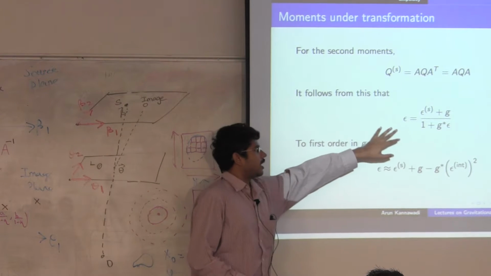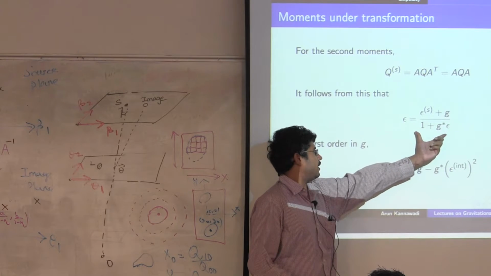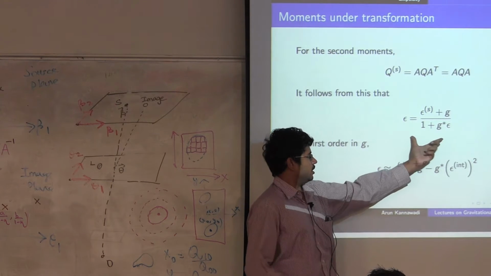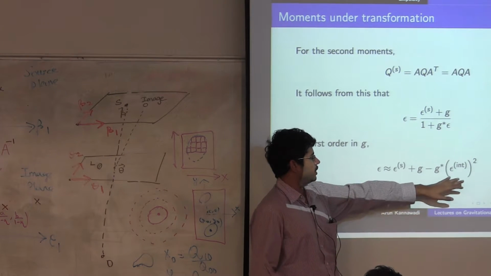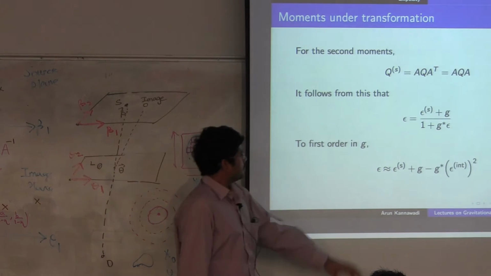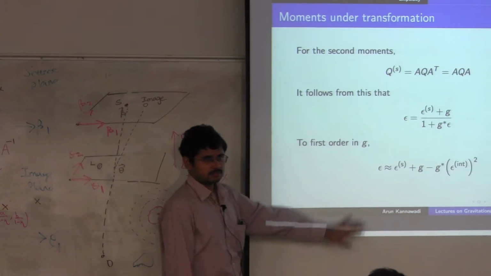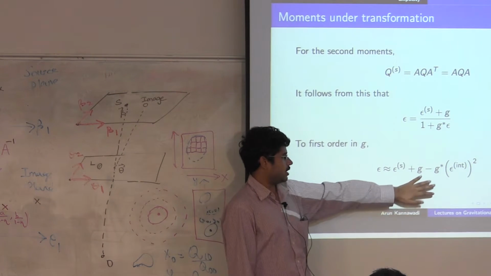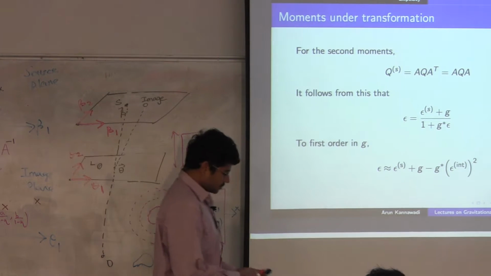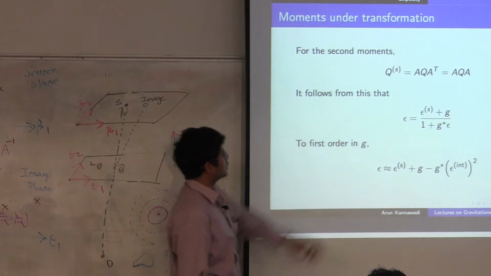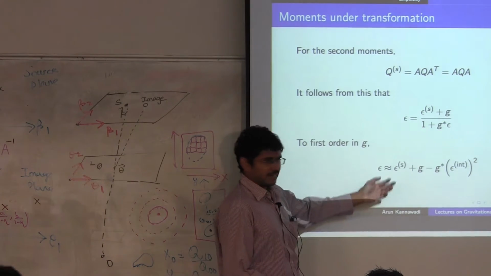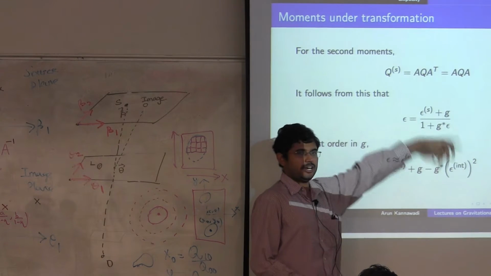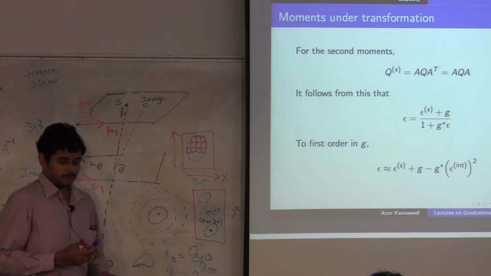And if you do a binomial expansion, or expand this to infinite orders, you will have all possible terms. But to the first order in G, it's an approximation which is very true in weak lensing, because again the magnitude of G is small. You get a quantity like this. So all that you have is the numerator, or another typical approximation is to just ignore this denominator and then just say epsilon is epsilon S plus G, but that's not a very good approximation.